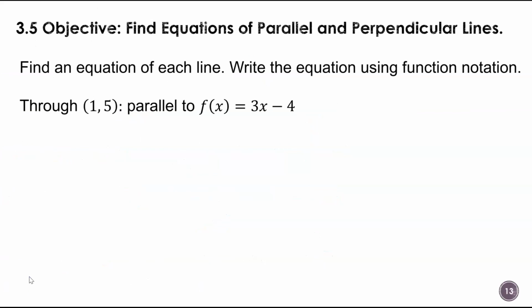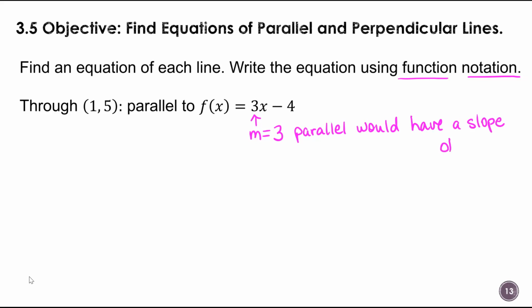Okay. Next, find an equation of each line, write the equation using function notation. So when we finish, we'll have it in function notation. Notice it's starting in function notation, so that's handy. It has to go through the point 1, 5 and be parallel to the given line, okay? So this line has a slope of 3. So if a line's parallel to that, parallel would have a slope of 3.